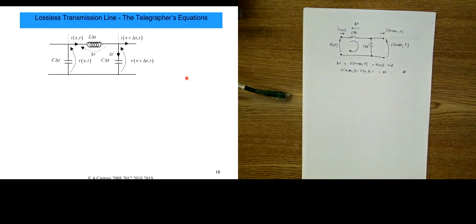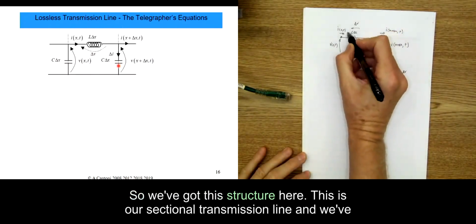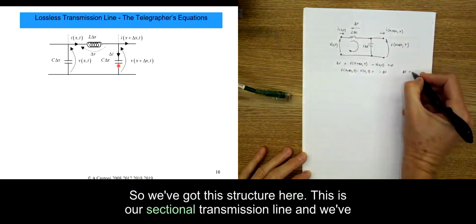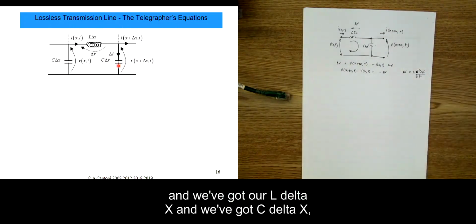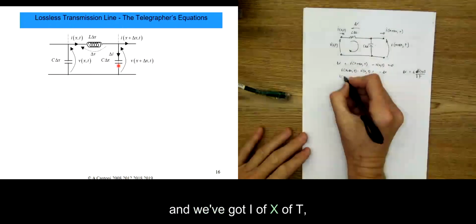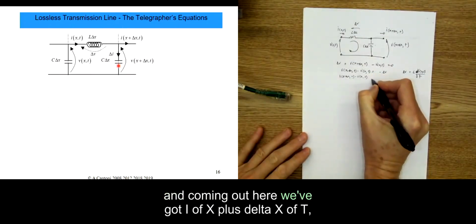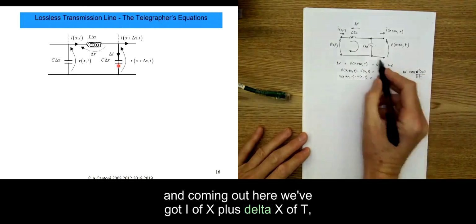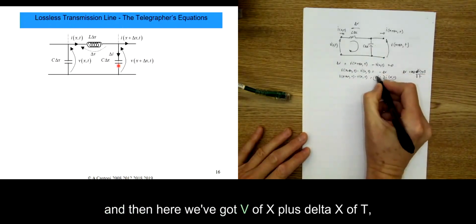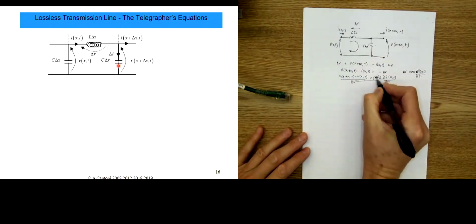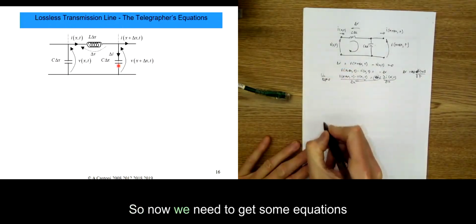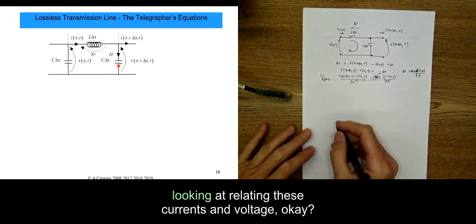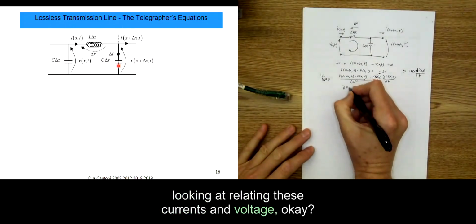Okay, let's get going. So we've got this structure here, and this is our section of transmission line. We've got our L delta x, and we've got C delta x, and we've got I(x,t), and coming out here we've got I(x+delta x,t), and then here we've got V(x+delta x,t), and we've got V(x,t). So now we need to get some equations relating these currents and voltages.